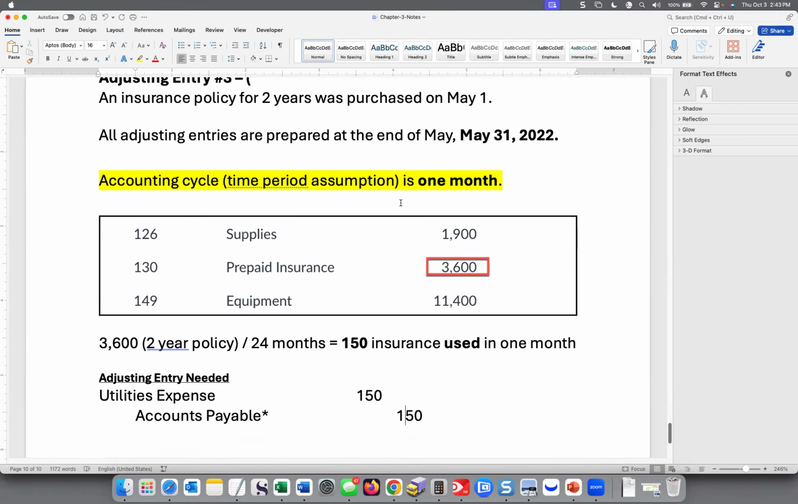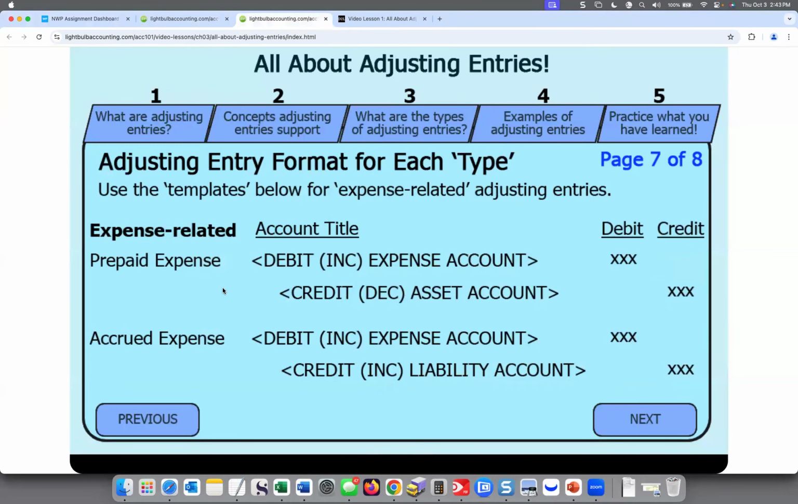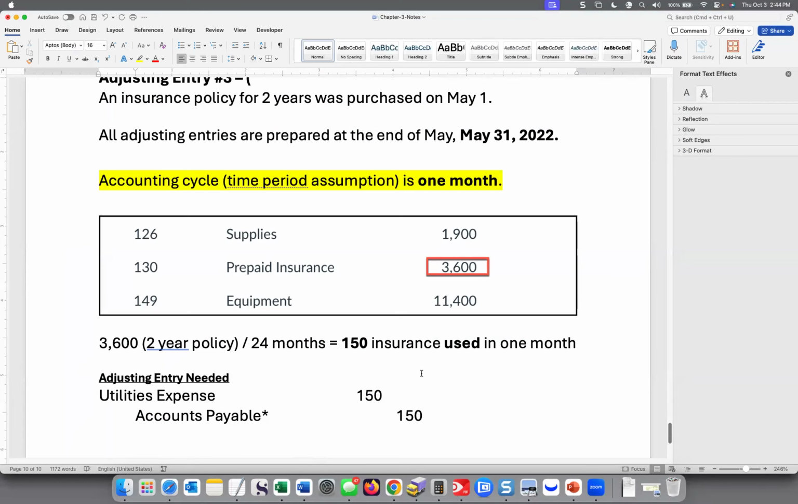That's awesome. So now that we know that it's a prepaid, the prepaid expense template, we're going to debit an expense. What are we expensing here? Insurance. So what's the name of my expense account? Insurance expense. And then we're going to credit or decrease an asset. Which one makes sense to decrease here? Because we use some of it. I'll give you a hint. It's in my screenshot. That's a really good hint.